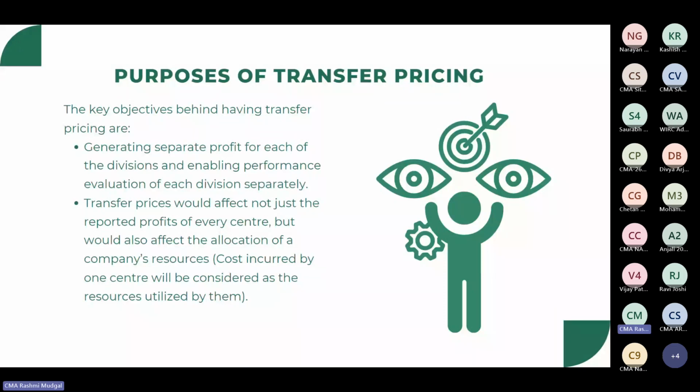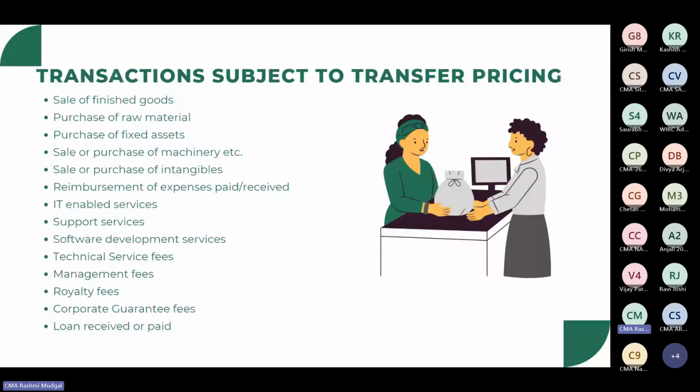Cost incurred in one center will be considered as a resource utilized by them. So if I am spending so much amount here, whatever the cost of production is, that will be considered as my resource utilized. Okay, so next we come to transactions subject to transfer pricing.